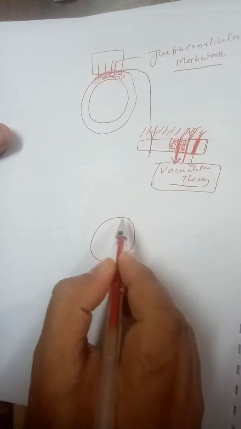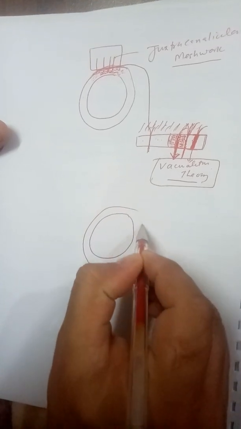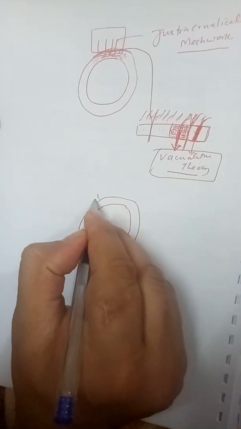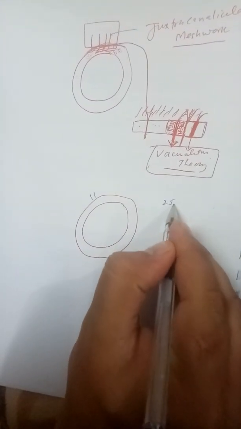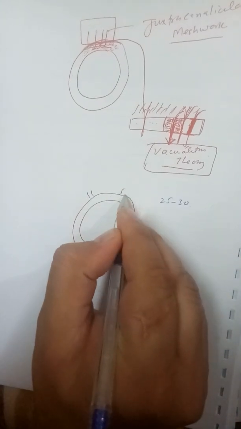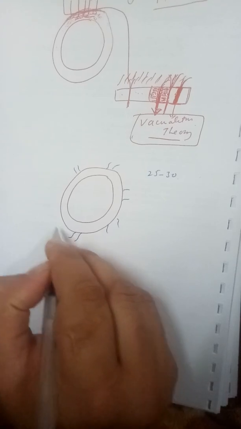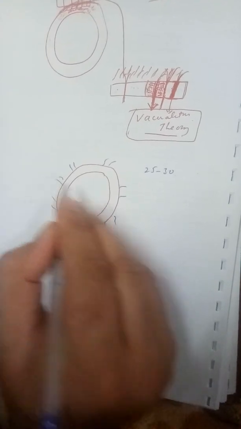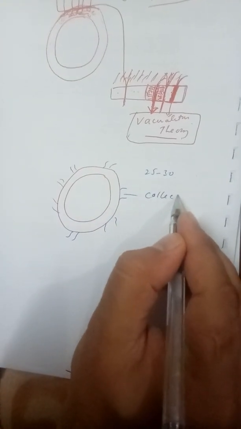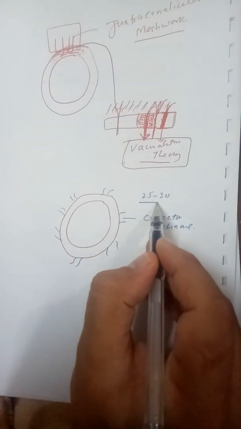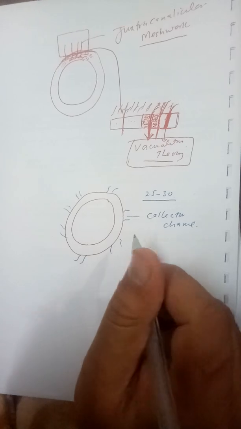Now, what really happens when the aqueous reaches this channel? We call it the canal of Schlemm. From the canal of Schlemm, very small channels arise, about 25 to 30 channels arising from this in a 360 direction. Simply, I am going to draw a few of them. We can call them collector channels. Collector channels, 20 to 25 to 30.